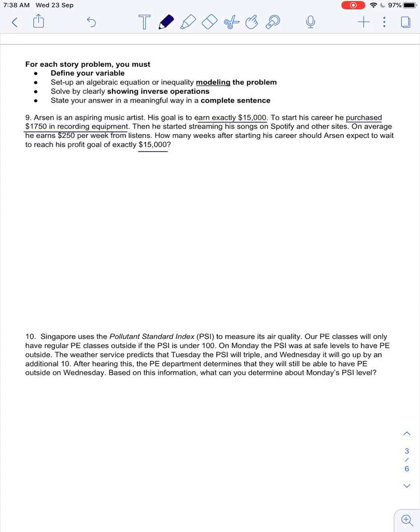So for this problem, I'm going to use my variable, let's use M for money, okay? And I want to, actually no, the variable's not money because it's asking how many weeks. So let's use W. So I'm going to say W equals the number of weeks until Arsen has enough money. Okay, and then what does my translation say? So he's trying to earn $15,000. So I'm just going to make this an equals $15,000. So how's he going to earn that money?